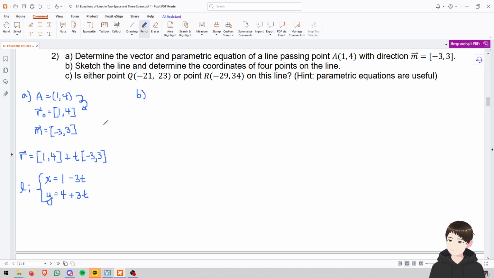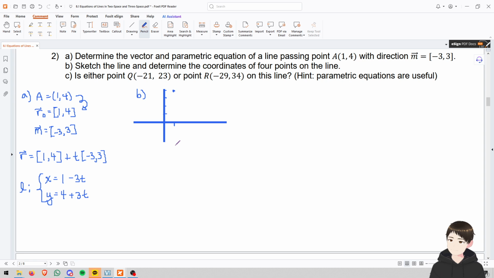Part B. Sketch this line and then determine the coordinates of 4 other points on the line. That's very quick. Well, the sketching portion, just from our previous lesson, shouldn't be hard. I have a vector that goes (1, 4). 1, 2, 3, 4. I get to that line. Oh man, this is going to be a small one. So let's do it bigger. 1, 1, and 1, 2, 3, 4.